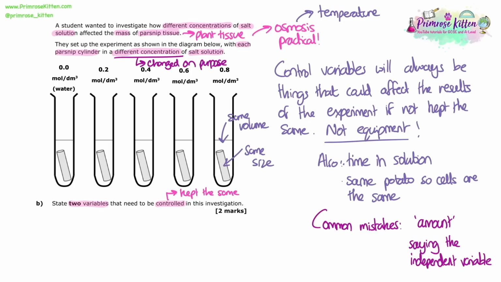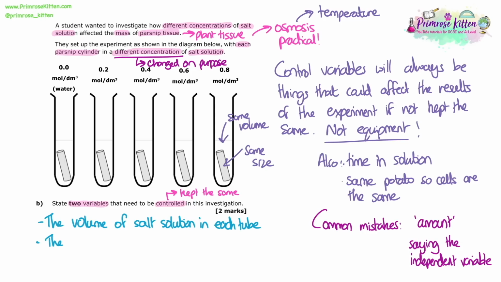We are changing the concentration of the solution in this practical on purpose. Okay, we've got different concentrations for a reason. That's our independent variable. That's what we're changing. So you can't keep that the same because that's literally the thing that we are changing. Everything else has to be kept the same, but that one thing is being changed on purpose. So that cannot be a control variable.